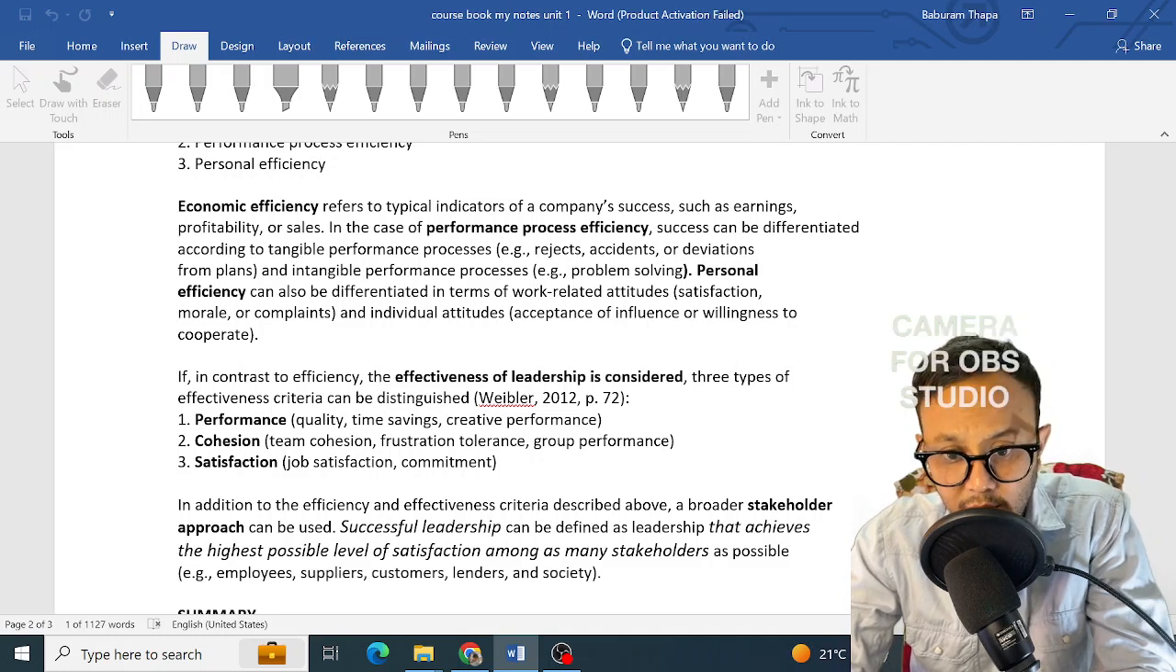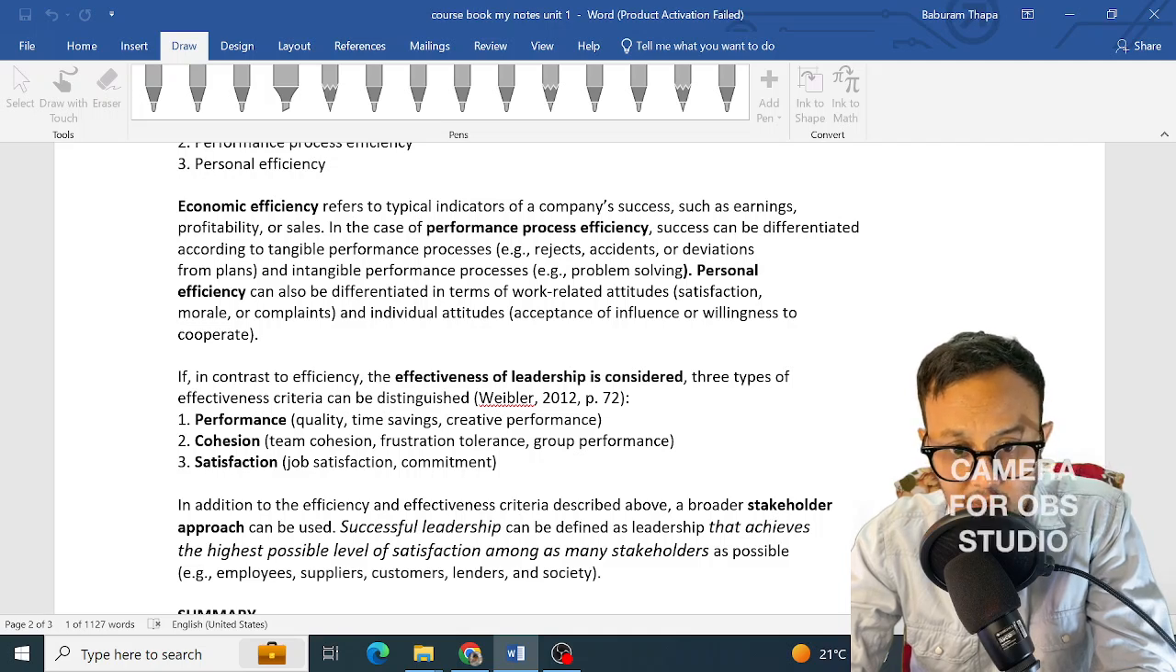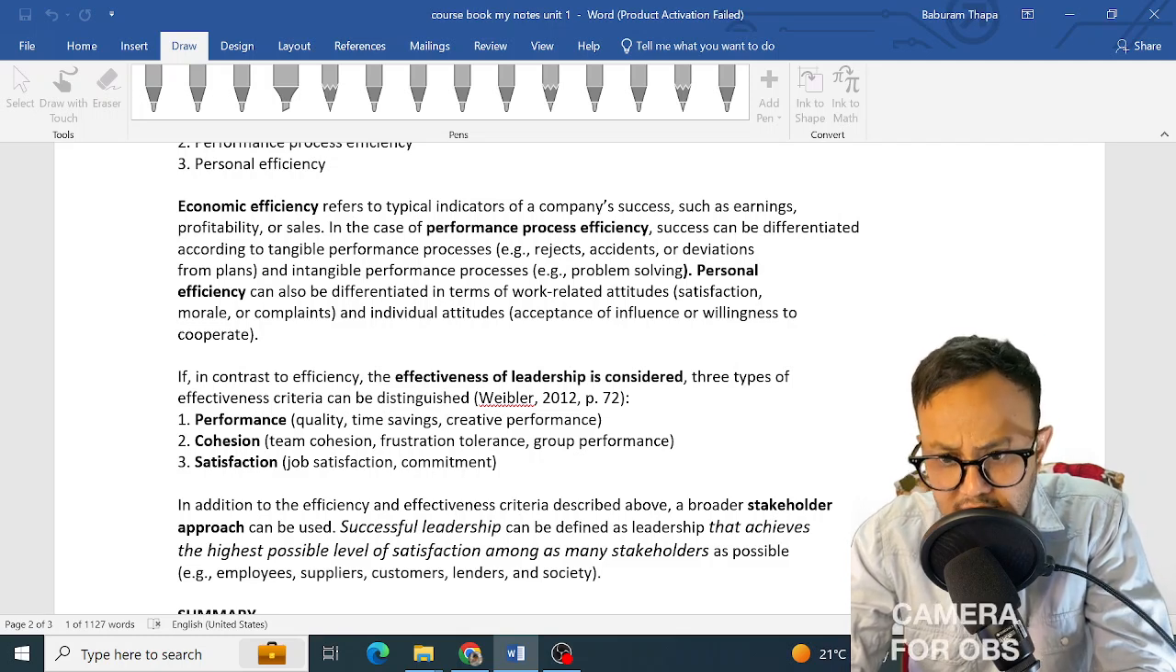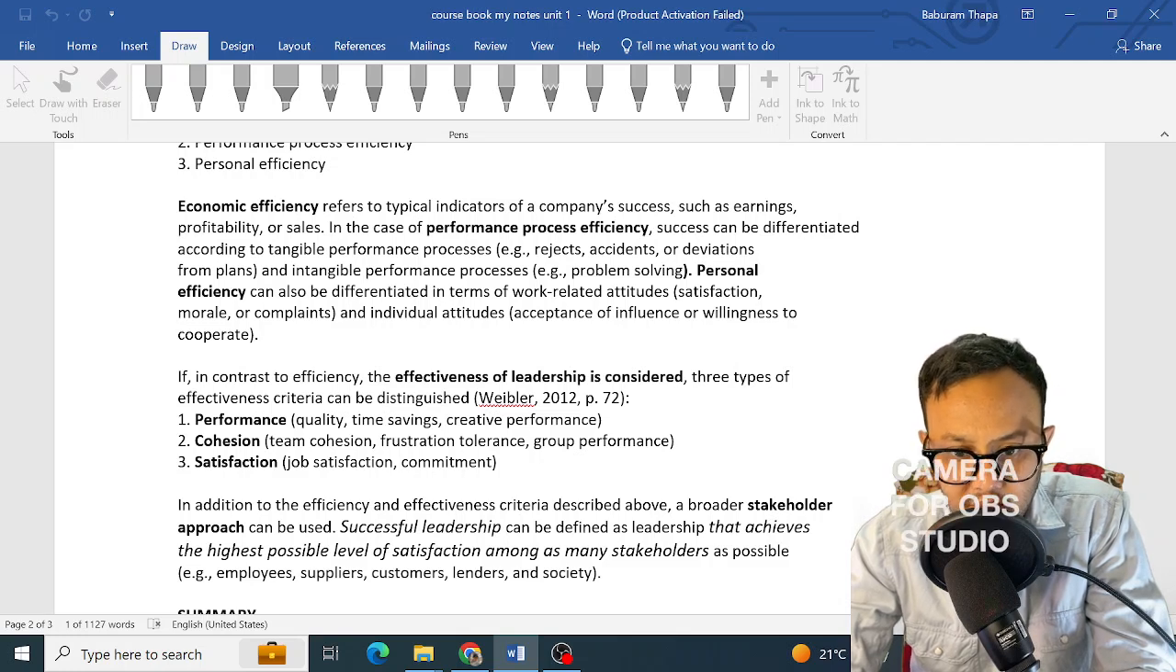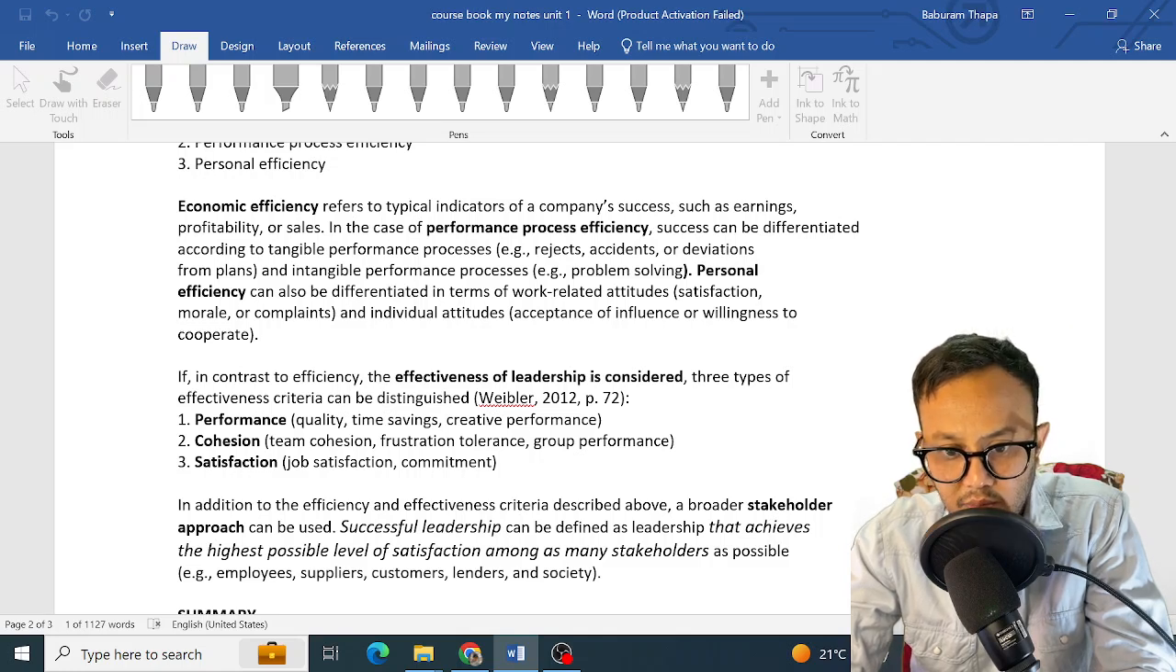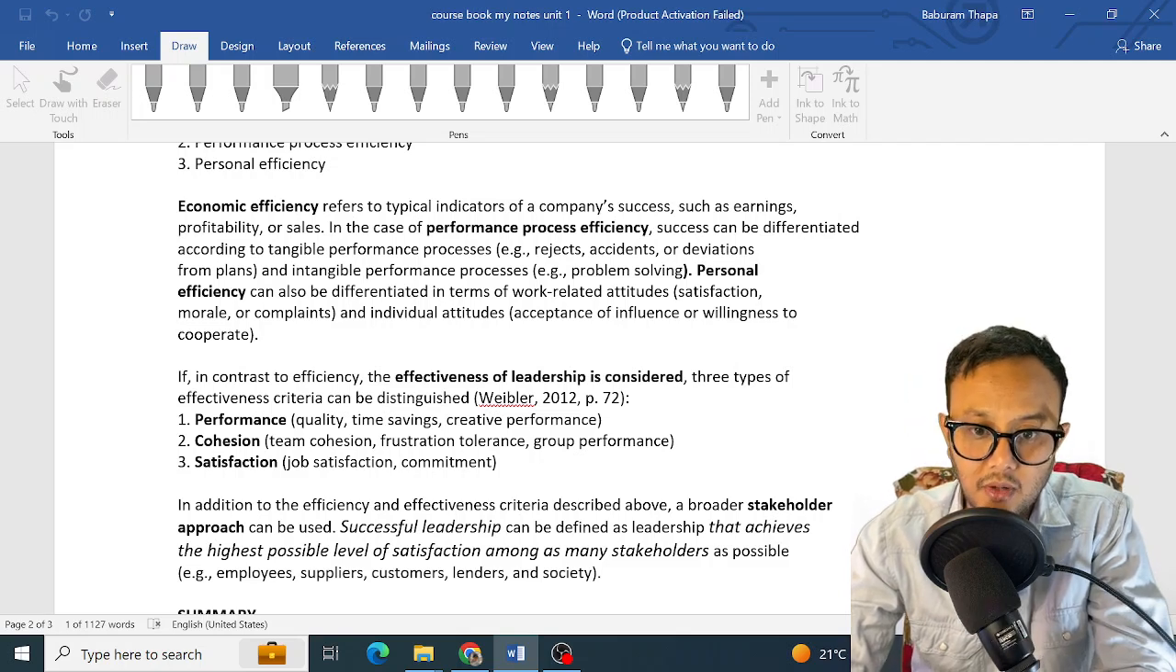So we have seen the economic efficiency. Now let's see the performance process efficiency. In the case of performance process efficiency, success can be differentiated according to tangible performance process, for example, rejects, accidents, or deviation from plans. So this is the process efficiency, right? And intangible performance process. What are the intangible? Problem solving. So how you can solve a problem which arose.